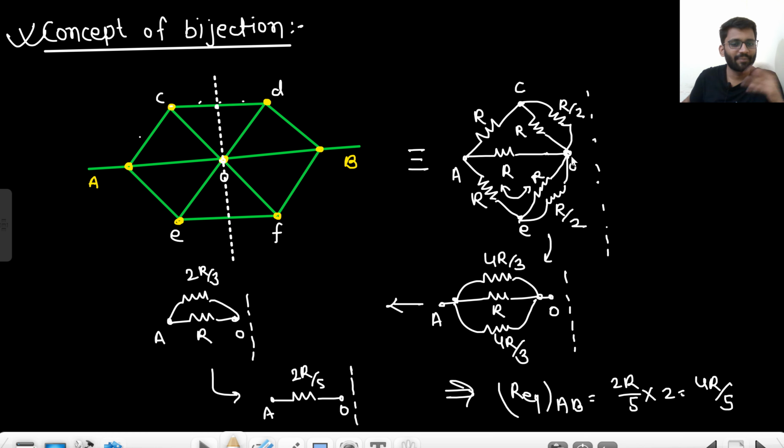So R parallel with R by 2 will become R by 3. R by 3 plus R will be 4R by 3, and similarly at the lower side 4R by 3. 4R by 3 parallel with R parallel with 4R by 3, so 2R by 3 parallel with R. So it will become 2R by 5, and same at this side, so I can multiply it with 2. So R equivalent will become 4R by 5. So that's it. This is your final answer.